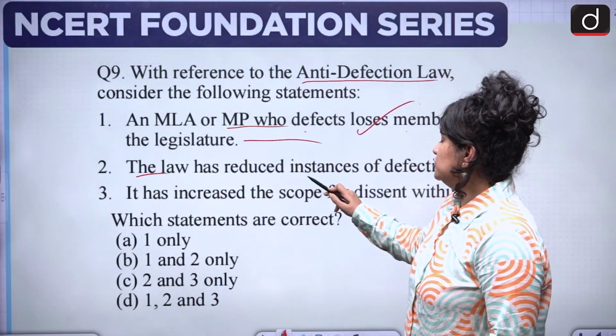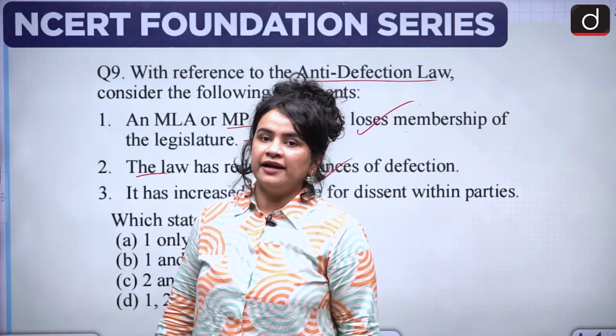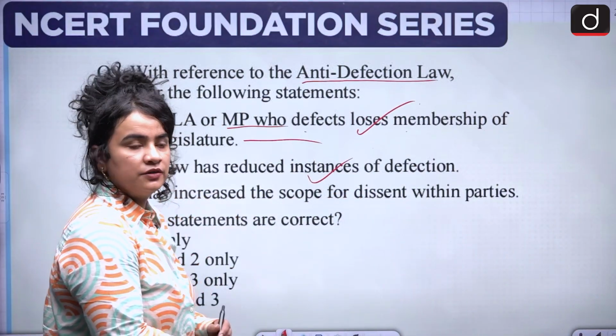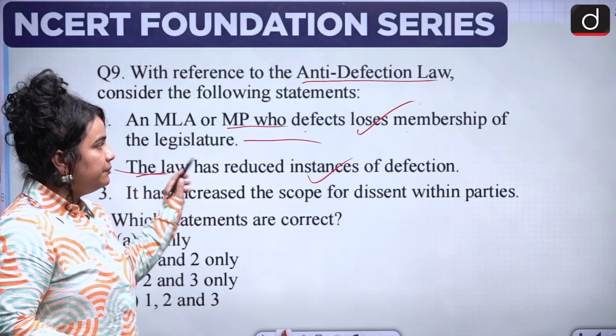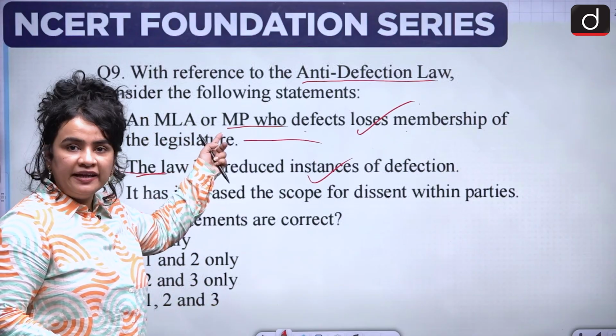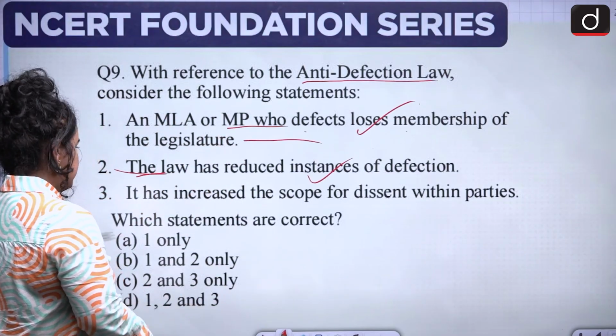Second, the law has reduced instances of defection. This is absolutely correct, backed by data. Because the law has reduced instances of defection because people are always scared of being penalized in the form of losing their membership in the legislature.